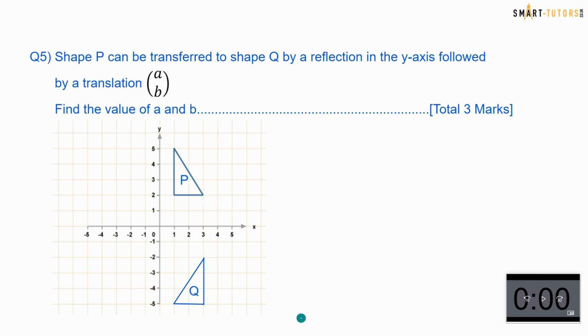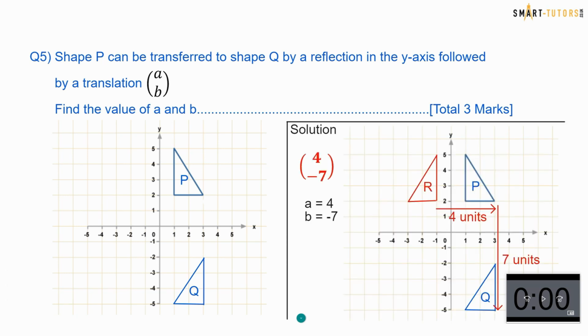Shape P can be transformed to shape Q by a reflection in the y-axis followed by a translation with vector (a, b). Find the values of a and b. It's a 3 mark question. I'll let the timer run for 1 minute. Try to guess an answer, or if you want to work it out, try to work it out on your own and see whether your answer matches at the end of the 1 minute. The answer is a equals 4 and b equals -7. Let's look at the working.